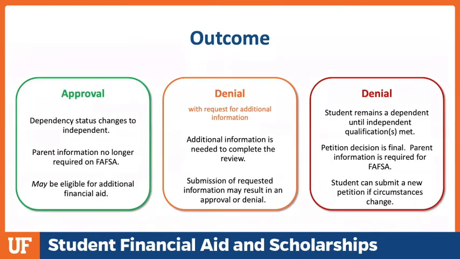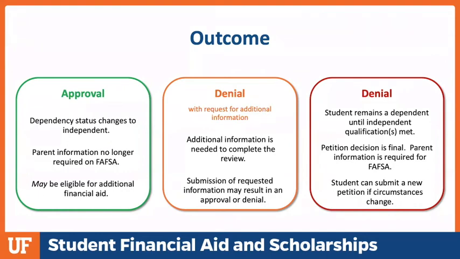So what's the outcome? Again, you can have an approval, a denial with a request for additional information, or a denial. If you're approved, then your dependency status changes to independent. As I said before, approved students will need to reconfirm their circumstances for the following academic years, so basically until you graduate from your undergraduate program. Your parent information is no longer required on the FAFSA, and you may be eligible for additional financial aid.